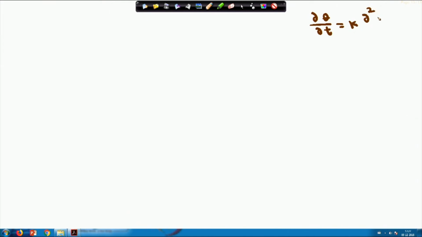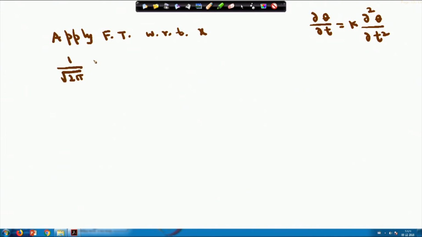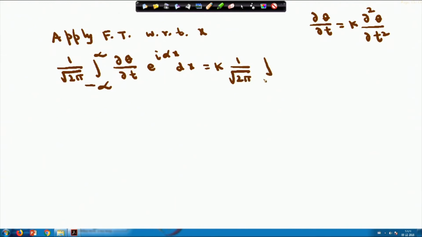equals k into ∂²θ/∂x². So, apply the Fourier transform on both sides. If you apply the Fourier transform with respect to the variable x on this given equation, the left hand side will be 1 by root 2π, from the definition, integral from minus infinity to infinity of ∂θ/∂t into e^(iαx) dx. And the right hand side will be k into 1 by root 2π, integral from minus infinity to infinity of ∂²θ/∂x² into e^(iαx) dx.